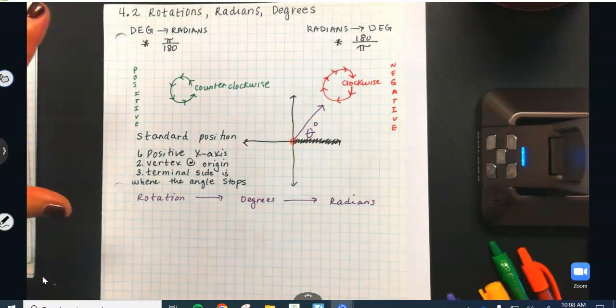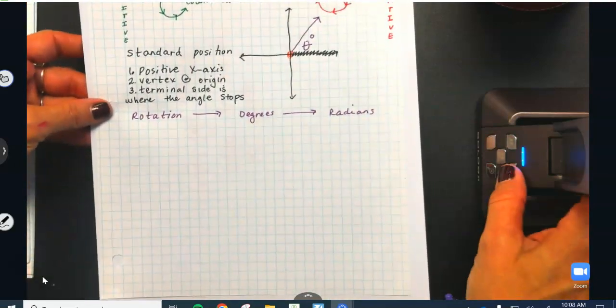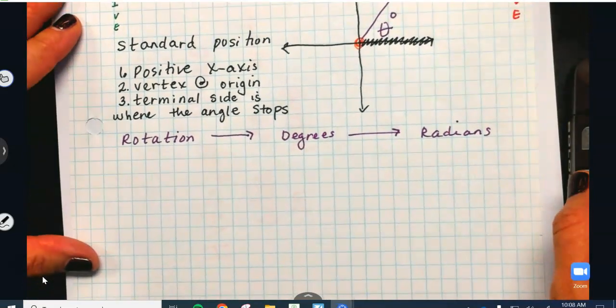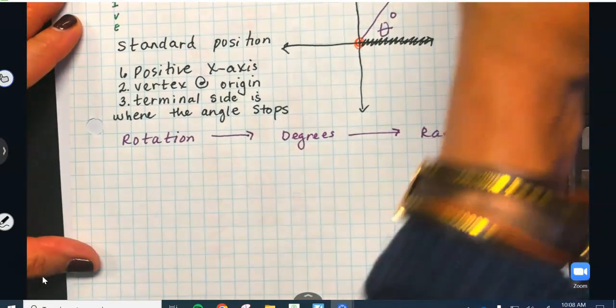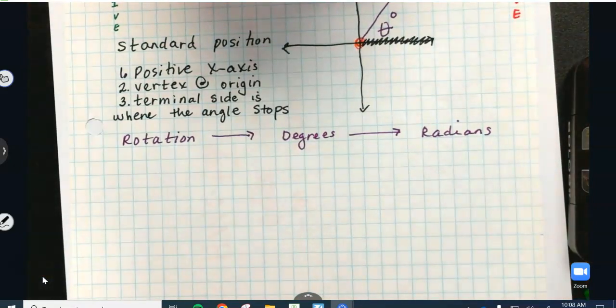All right, let me kind of adjust the way this looks. I'm going to zoom in to just this portion. There we go. Autofocus.